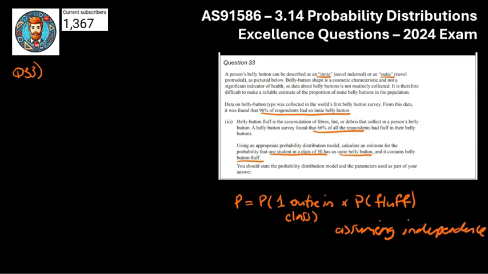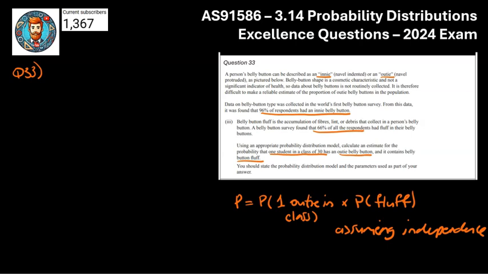Forgive my messy handwriting. So we're assuming independence. The probability of fluff is actually given to us in the question as 66%, so we don't need to calculate that. But we do need to do a separate calculation for the probability that there's one person in the class out of 30 with an outie belly button. Let's do that first. The first thing to note is what distribution it is, and I'm leaning towards a binomial distribution because if you think of the context, there's only two outcomes. You either have an outie belly button or you don't, and that for me precludes all the other ones.